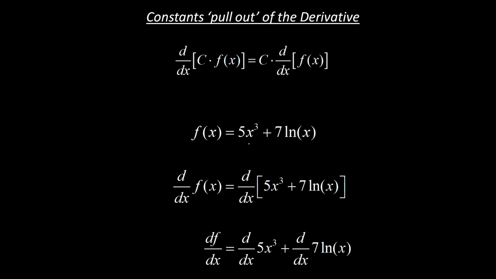So let's say we have this function here. It's the same function we had last time. In the last example, we had x cubed and log x. But this time I'm just going to multiply them by some numbers. Take the derivative of both sides. The derivative distributes. And so we get down to this point, which is the same point as last time. However, now we have these constants. And now these constants we can pull outside of the derivative.